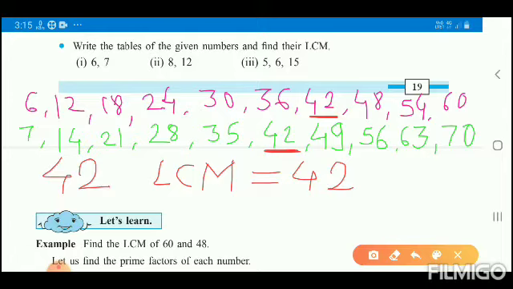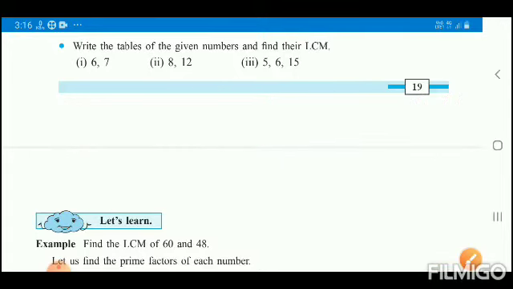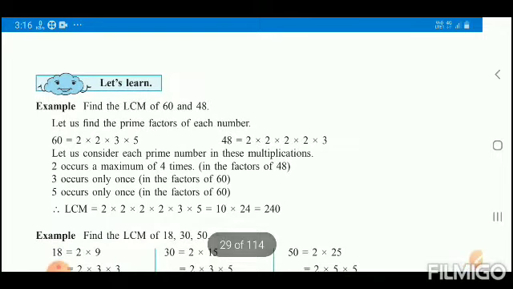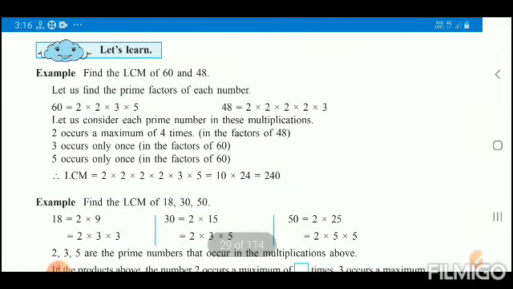Okay, now you have to write the tables of 8 and 12, as well as the third question, 5, 6 and 15, and write down the LCM of the given numbers. Now let us learn. We will see the example from your book. Find the LCM of 60 and 48. Let us find the prime factors of each number.